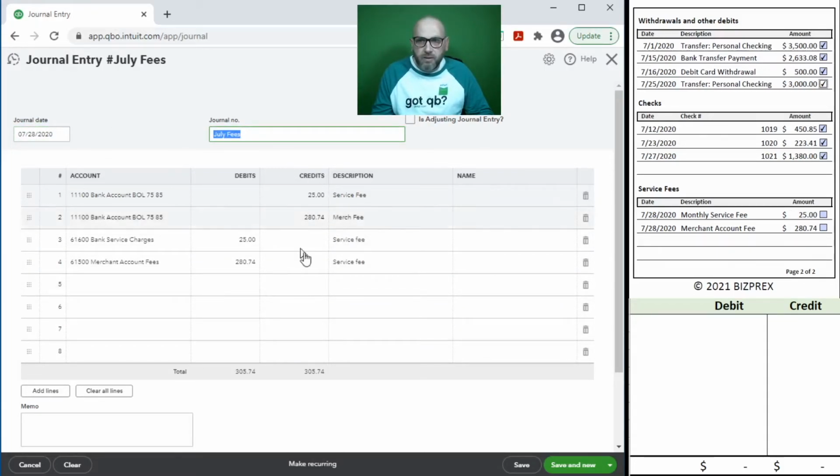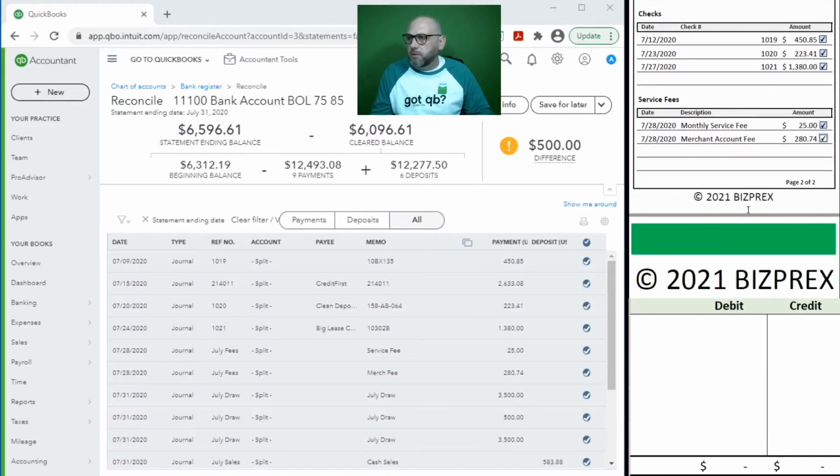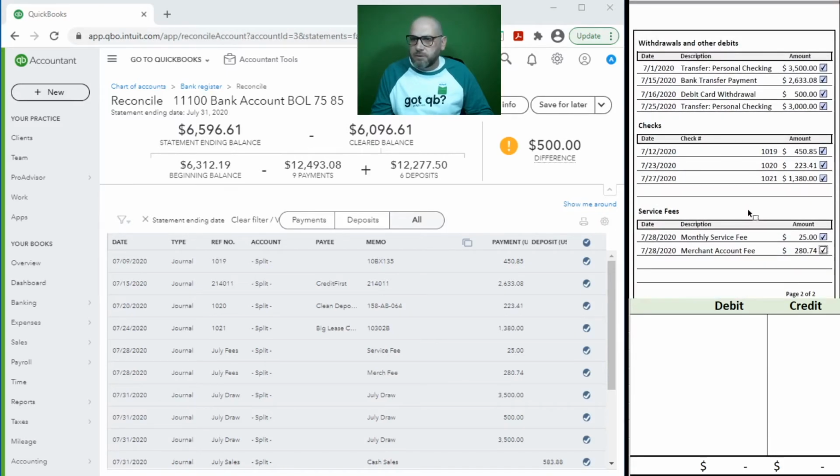Okay, so again, bank account is reduced, therefore it is credited by each one of those, and expenses go up. In this case, we have two types of expenses. Again, like I said before, it doesn't matter how many debits and credits you have on each side. What matters is that the sum of all debits and the sum of all credits have to equal each other. So let's go ahead and book it. Okay, and sure enough, they show up right here, and we can mark them off. So this time we didn't book that $25 through the beginning of the reconciliation interface, but we still were able to book it. And we have $500 difference.